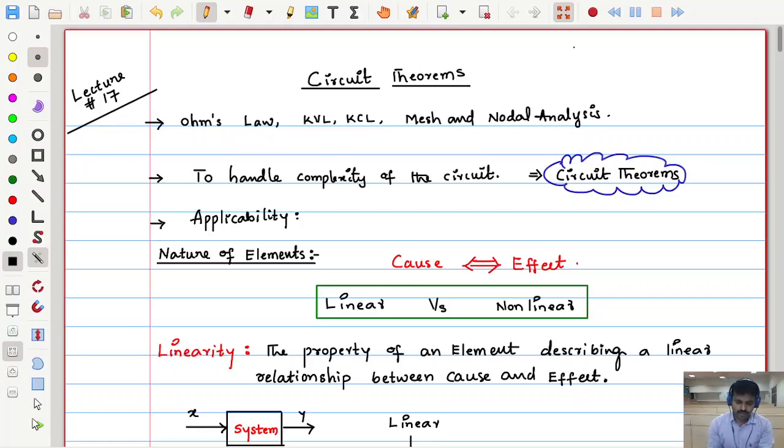So, welcome to lecture number 17. In this lecture, we will introduce the circuit theorems.